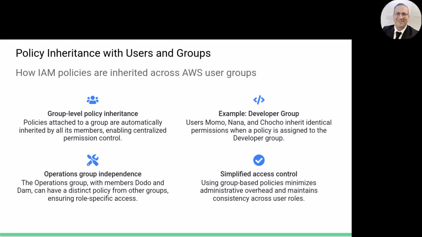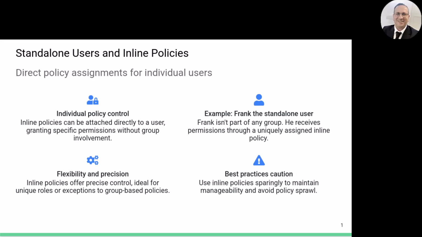Imagine we have a developer group that includes Momo, Nana, and Choco. If we attach a policy to this group, all three members, Momo, Nana, and Choco, will inherit that policy automatically. Now, consider a second operations group with its own policy. Members of this group, Dodo and Dam, will have a different policy than the developers.